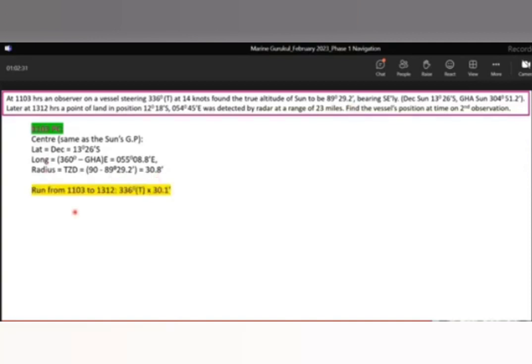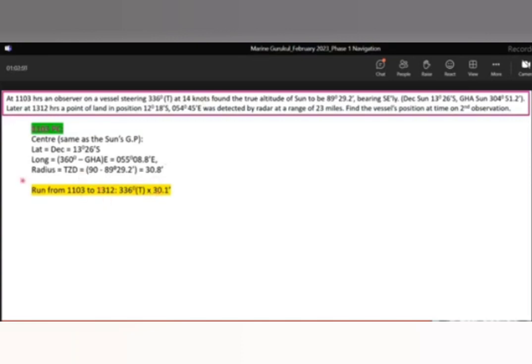Now we run up this center, whose latitude is 13 degrees 26 minutes south and longitude is 055 degrees 08.8 minutes east. We run it up from 1103 to 1312. During this interval, the vessel shall be doing a course of 336 degrees true, and at 14 knots, the vessel shall be covering a distance of 30.1 miles.